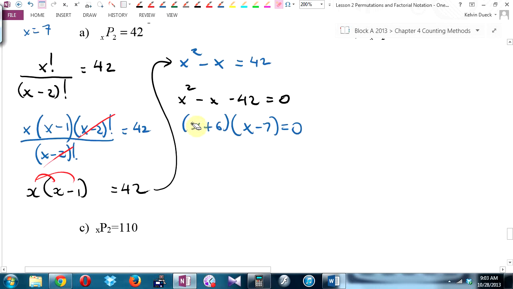What does x have to be from that bracket? I heard it. Say it louder. -6. What does x have to be from this bracket, from the second bracket?